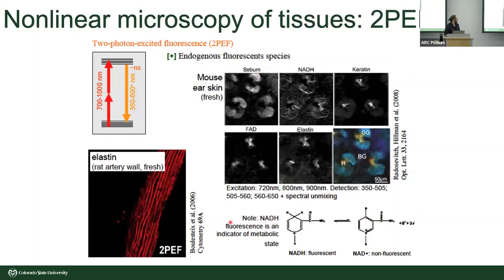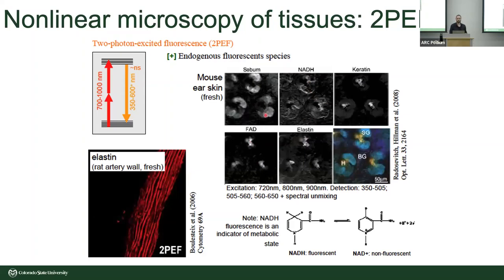So I alluded to this briefly as well, that sometimes you get contrast mechanisms for free. And again, that "for free" is in air quotes, because we don't always get everything that we're interested in, but often you're able to find something that you wouldn't be able to see with linear excitation. So this is just a quick example from the literature to show what happens as we change our illumination. These are two photon excitation images, but what happens as we look at the FAD, the elastin, the NADH, the keratin, and the sebum content.